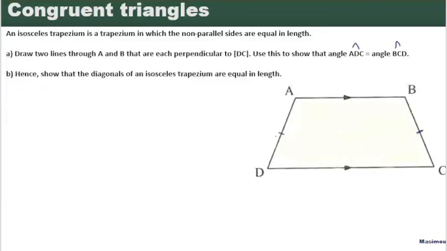Okay, I am going to solve part B: show that the diagonals of an isosceles trapezium are equal in length. That means, let me draw the diagonals of this trapezium, which is here, and which is here. We are going to show these two diagonals are equal for any isosceles trapezium. Here we see with this tick mark, these two sides are equal.